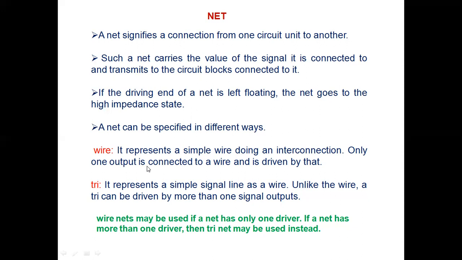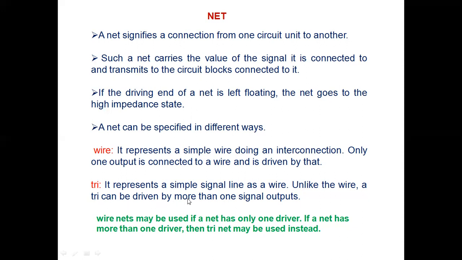Only one output is connected to a wire and is driven by that. So what is wire? It just represents a simple wire doing an interconnection. Two NOT gates are connected by using a net or wire. Only one output is connected to a wire and is driven by that. This you remember. Next, coming to tri: it represents a simple signal line, like a wire. Unlike the wire, a tri can be driven by more than one signal output. This is the difference.